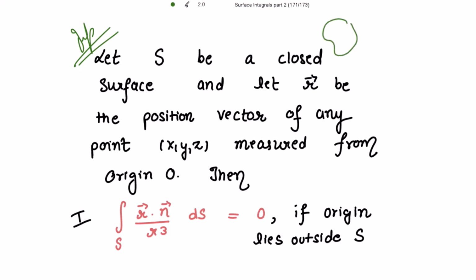Suppose this is your surface S. If the origin is lying outside of S, then this surface integral is equal to 0. Now inside this surface, R vector divided by R cube is defined everywhere, right? So it is continuously differentiable in this region.